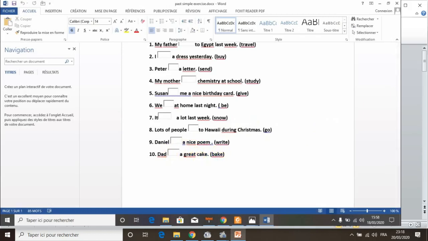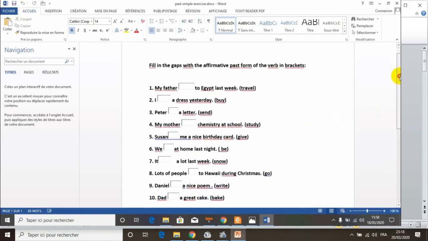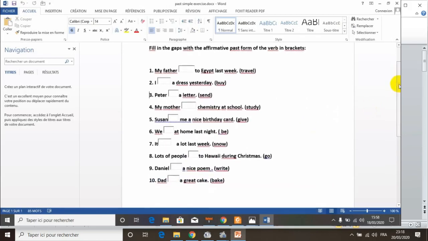So you will find this exercise to do in your exercise copybook, of course. We move now to your textbook.